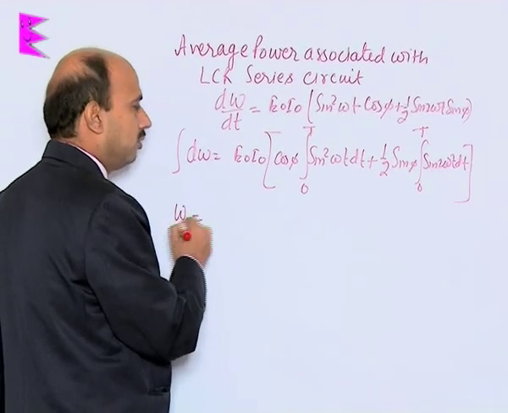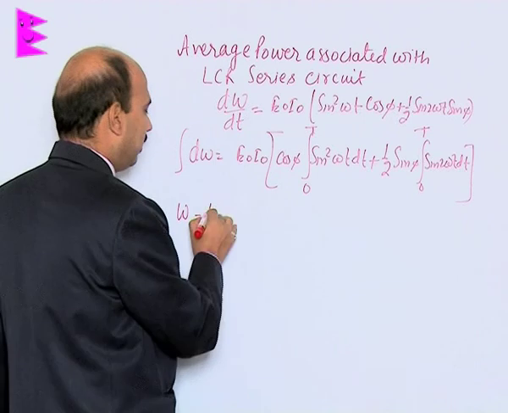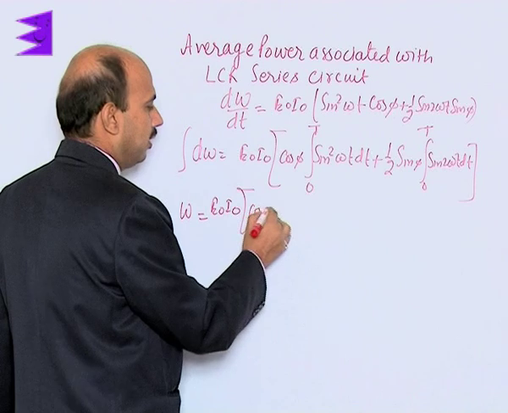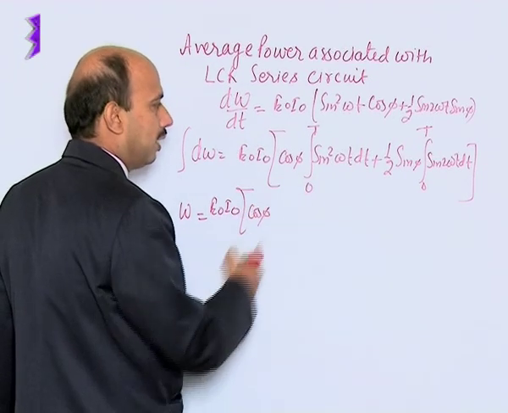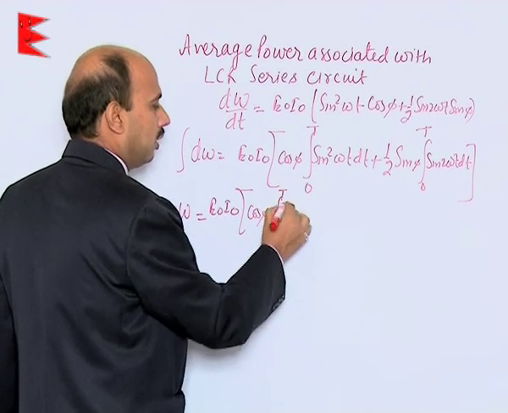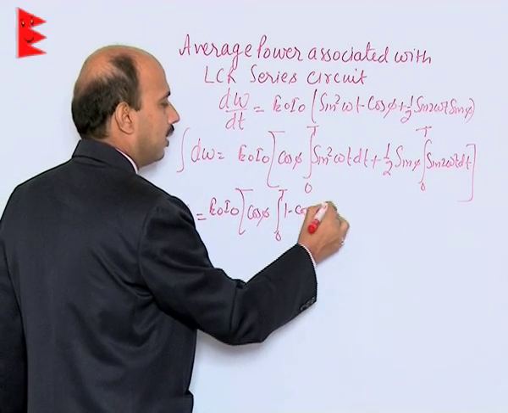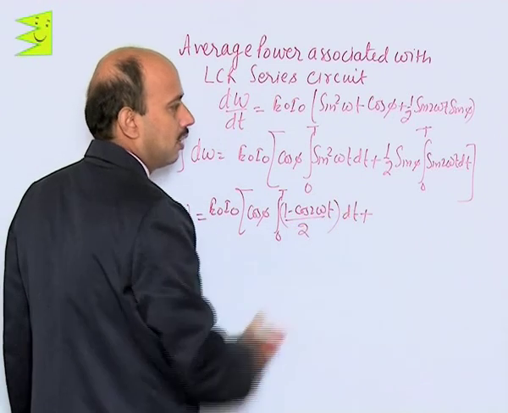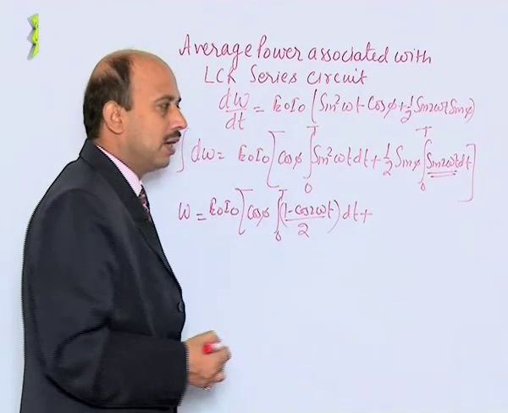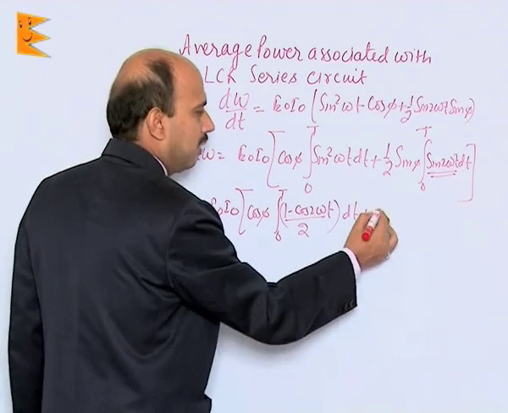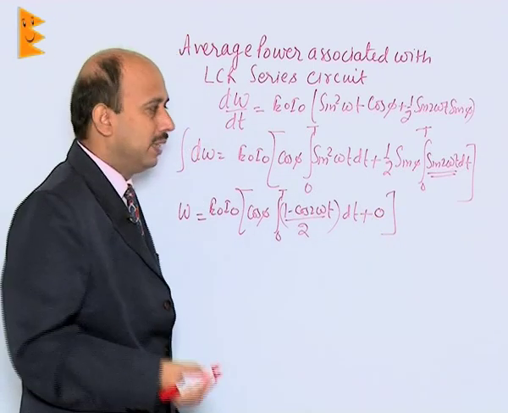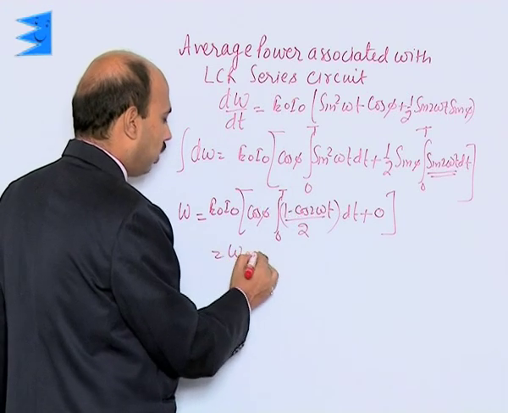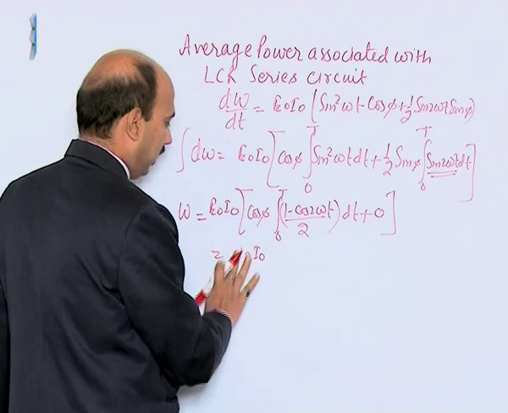So we can write W = E₀I₀ cos φ, and here sin²ωt can be written as (1 − cos 2ωt)/2, integrated from 0 to T dt, plus the term with sin 2ωt. The average value of sin 2ωt is 0, so this whole step will be 0, and we can write it directly as 0. Now we can take the 2 outside.